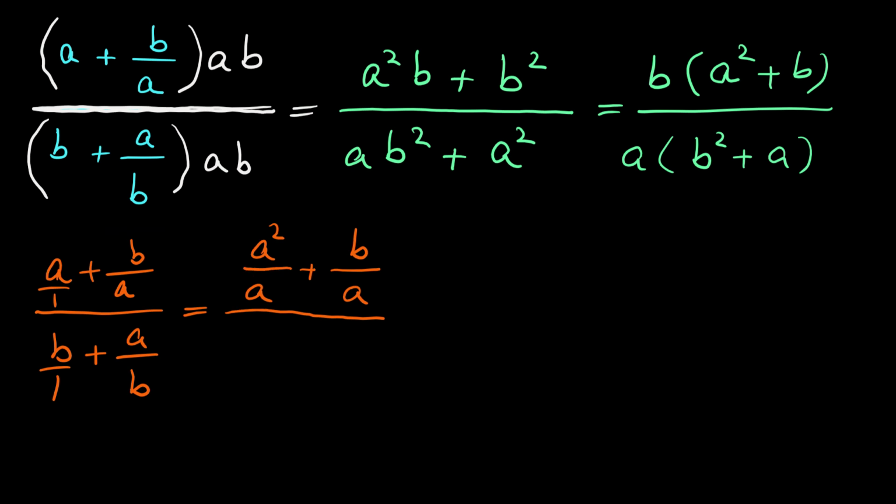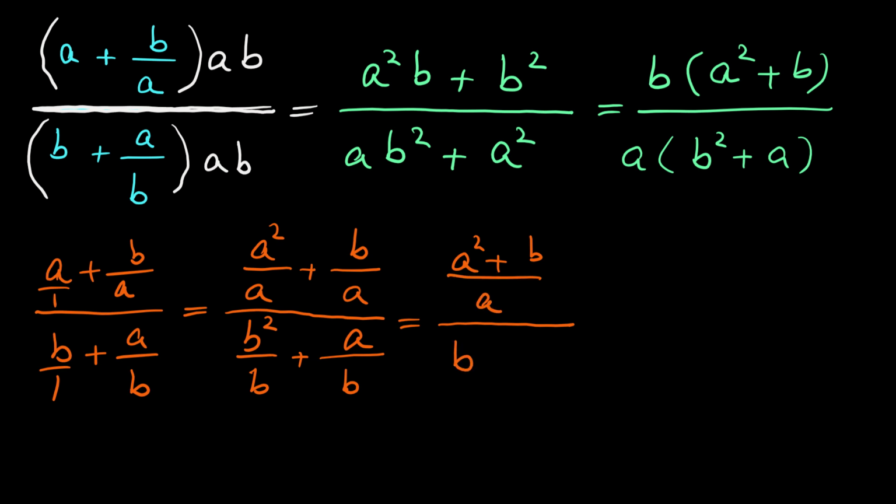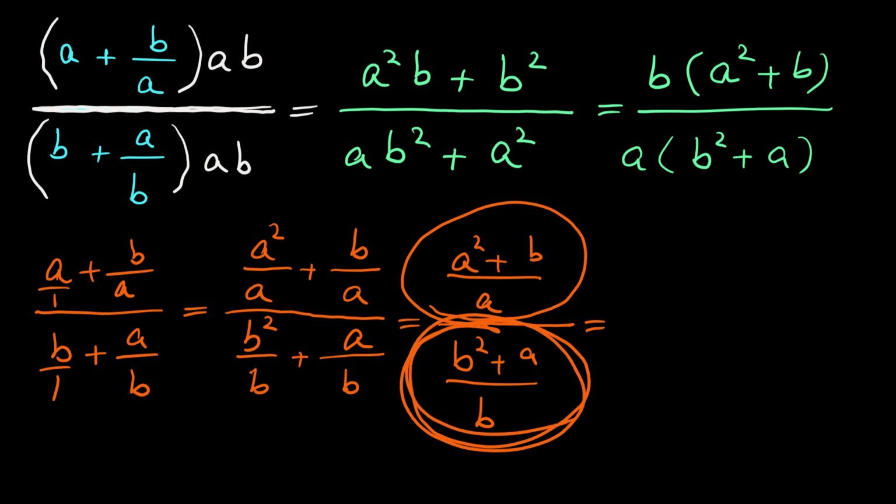For the denominator, again, if we do the same thing, the common denominator is b, and then in the numerator we have b² plus a. So this is the common denominator. Then we write the numerator in the form of (a² + b) over a, divided by (b² + a) over b. Now we have a division between these two rational expressions.